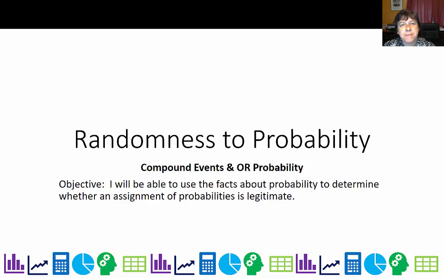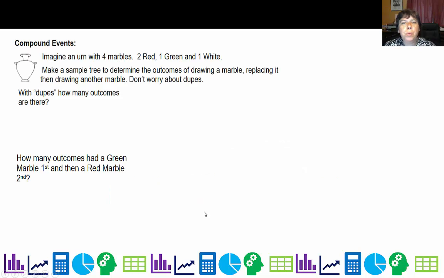Let's look at compound events, which means more than one event happening. Before, we were looking at just one outcome. For example, I have an urn with marbles in it. There are four of them, two red, one green, and one white. So we're going to make a sample tree to determine the possible outcomes for drawing the marble.